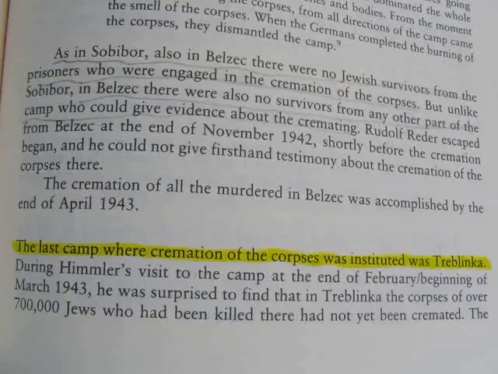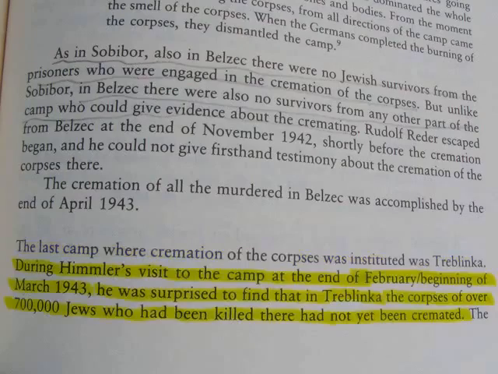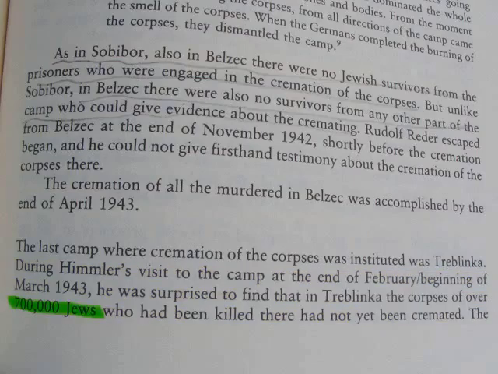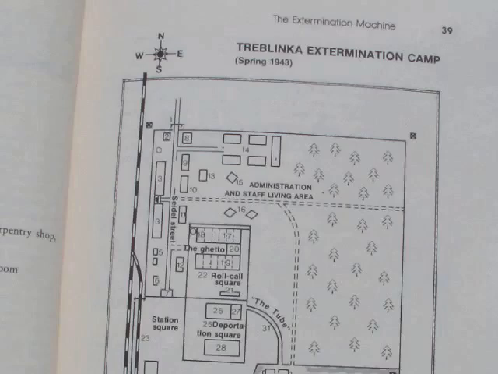One last passage before we look at a map. Arad writes on page 173, "The last camp where cremation of the corpses was instituted was Treblinka. During Himmler's visit to the camp at the end of February, beginning of March 1943, he was surprised to find that in Treblinka the corpses of over 700,000 Jews who had been killed there had not yet been cremated." Two things to notice here: the 700,000 number, and that Himmler's visit was at the end of February, beginning of March 1943. Here's the map.